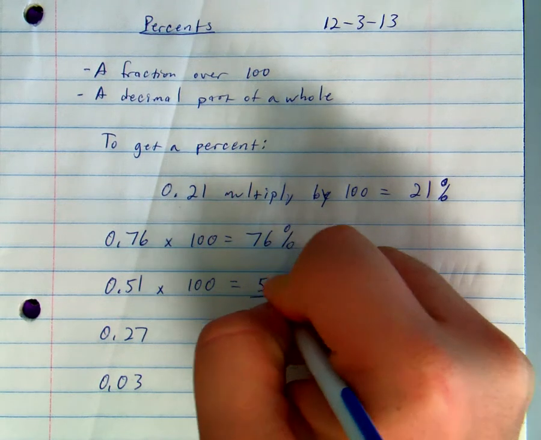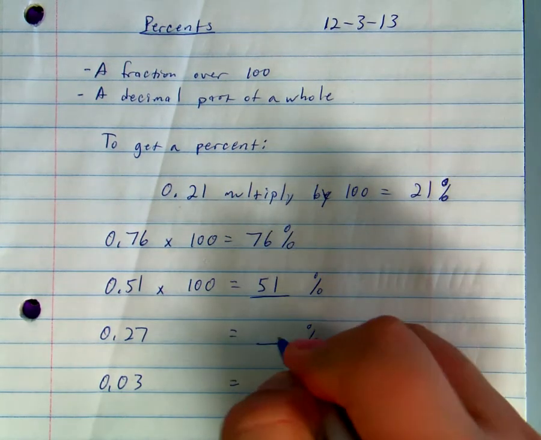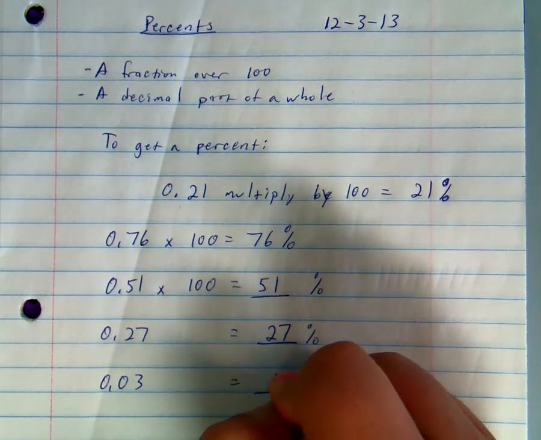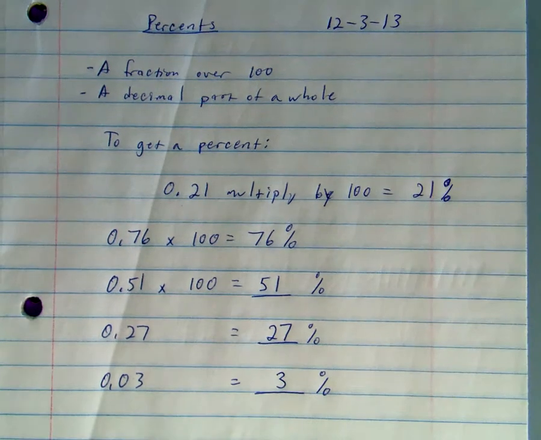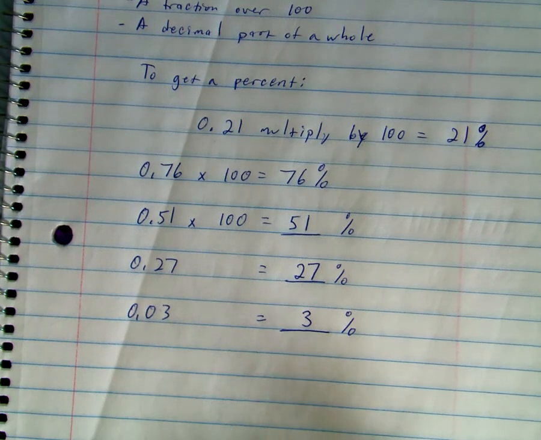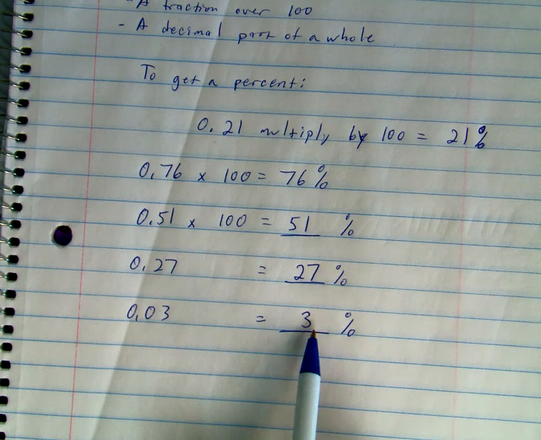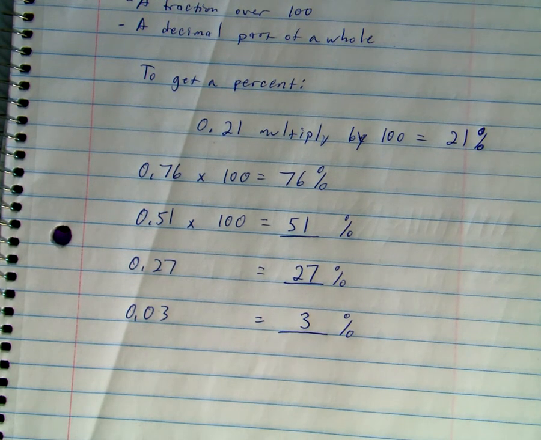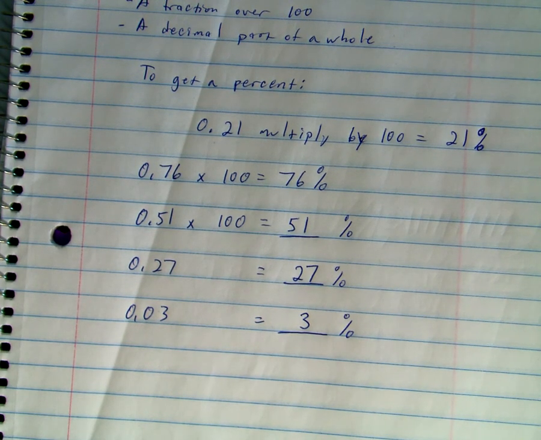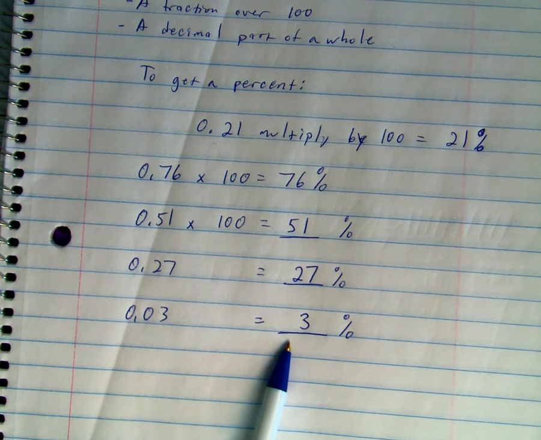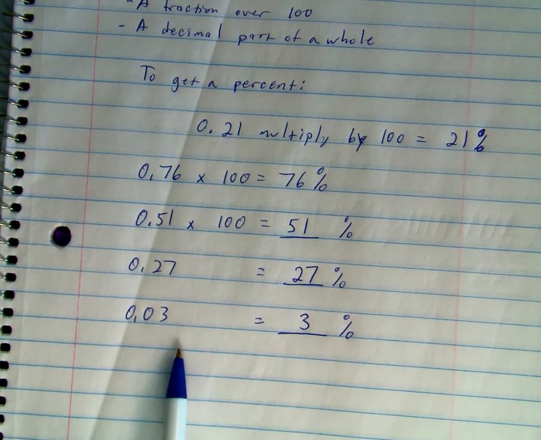51 hundredths should be 51%, 27 hundredths should be 27%, and 3 hundredths should be 3%. If you got 30 there, you have to remember that when you multiply by 100, you move the decimal place 2 places. So that should be 3%, not 30, not 0.3, not 300, whatever craziness you came up with. The answer is 3. So converting a decimal to a percent is fairly simple, as well as vice versa.